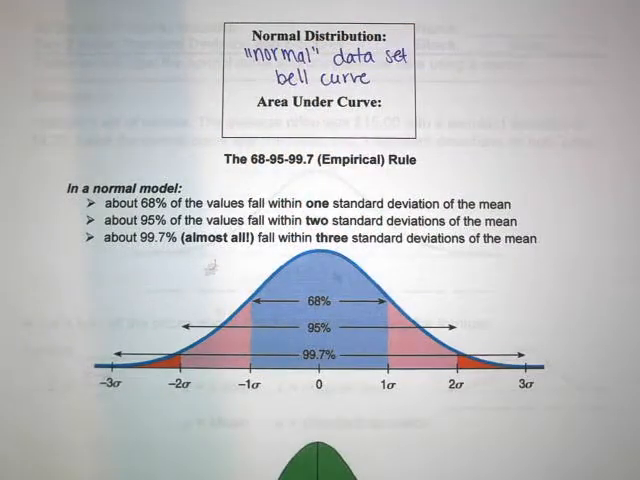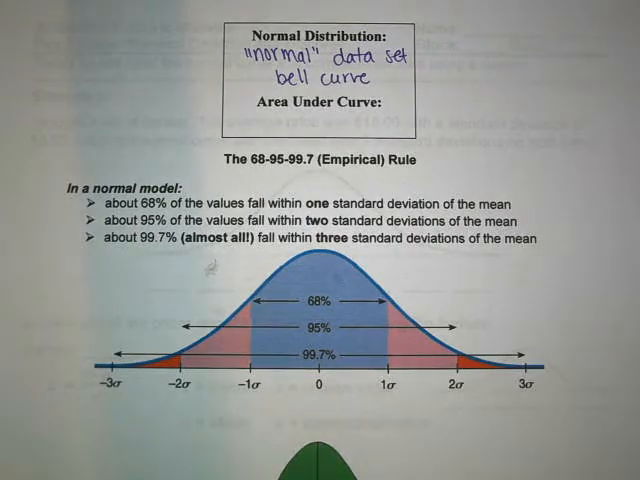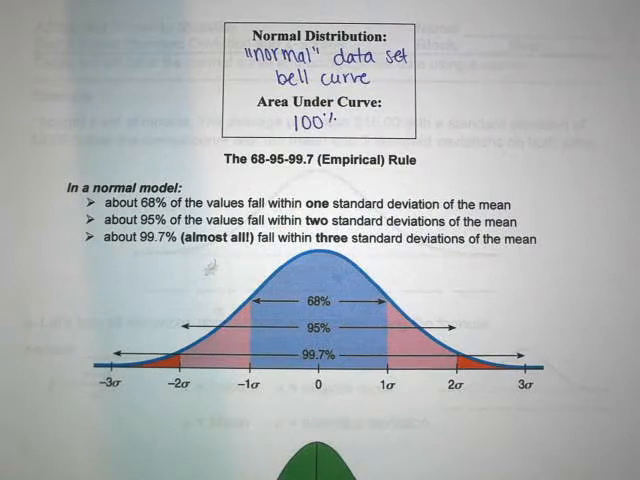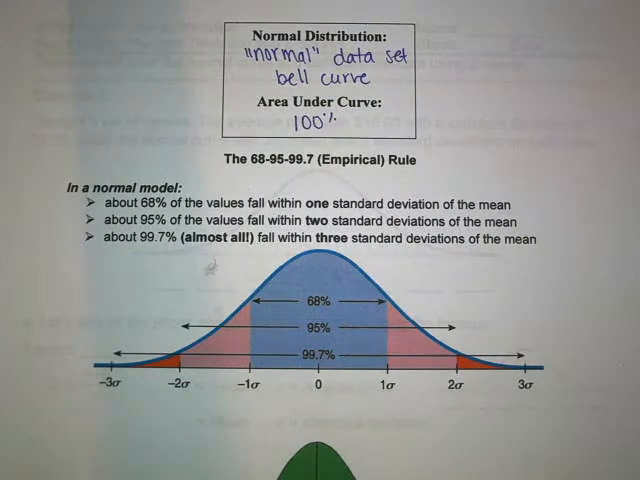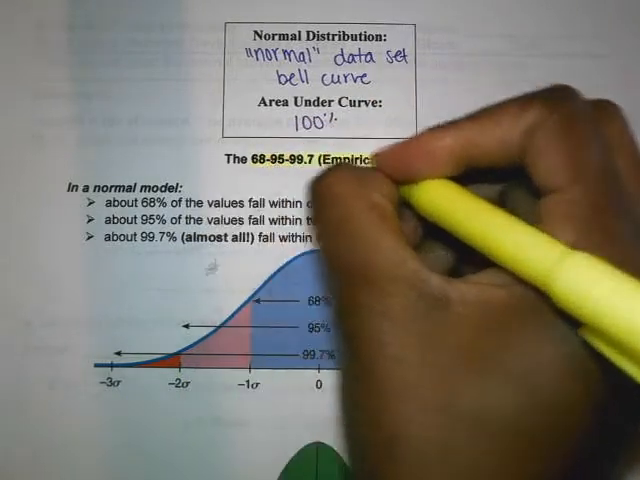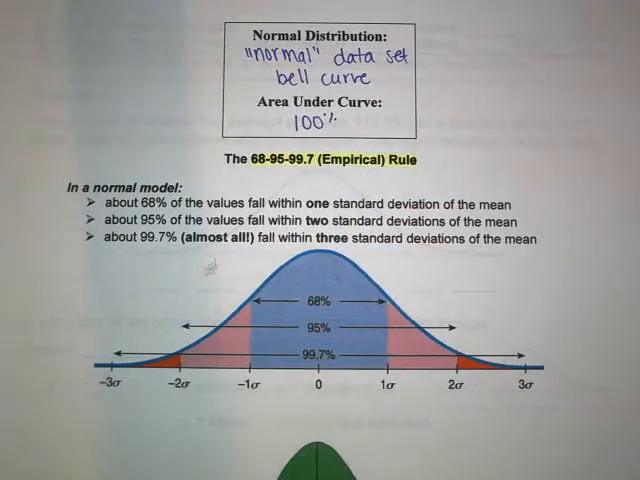I put normal in parentheses because that basically means like out of 100%. Okay, so under the curve, we are covering 100%. All right, so we have the empirical rule, which is 68, 95, 99.7. Those are the numbers that I told you were going to be like your best friend. You need to make sure that you know what those numbers mean.